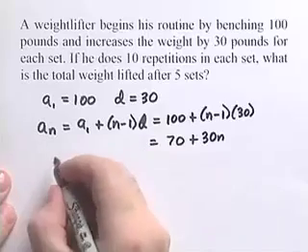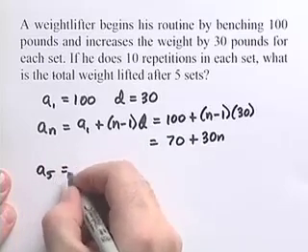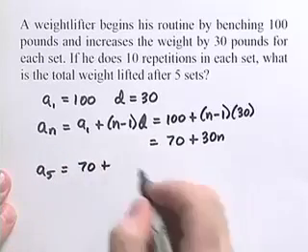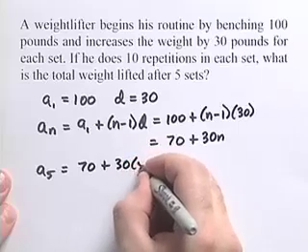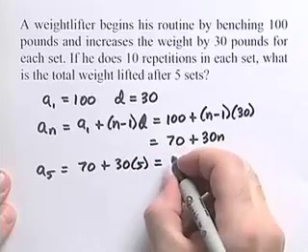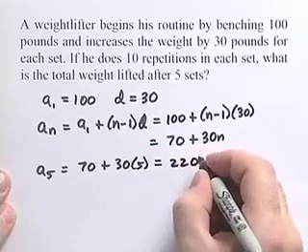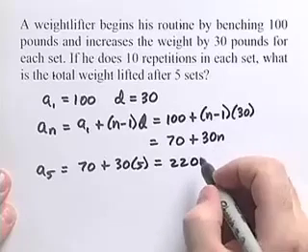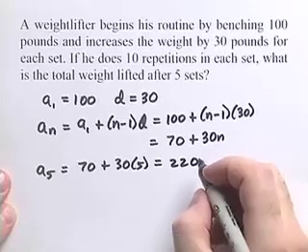We want to find out what the 5th term is. The 5th term then would be 70 plus 30 times 5. That's going to end up being 220. So that's how much would be lifted in the 5th set if there was only 1 repetition.